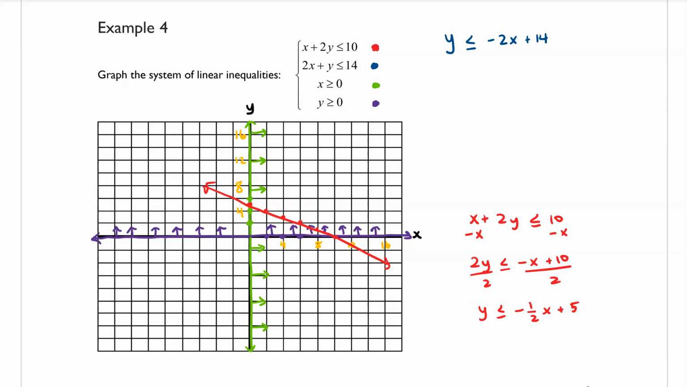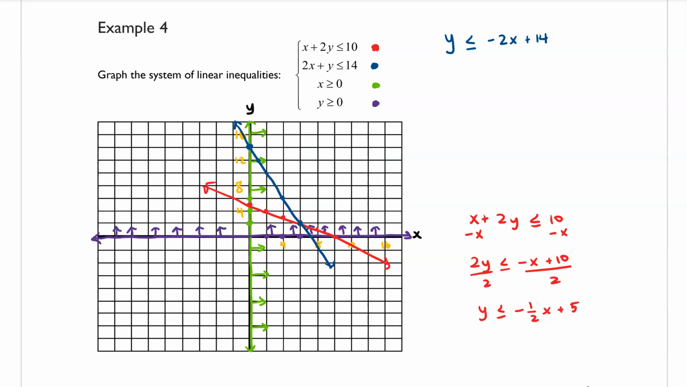Okay, so our y-intercept for this one is 0, 14, so that would be right here. And our slope is -2. So we would go down 2 over 1, down 2 over 1, down 2 over 1, down 2 over 1. So our graph would look something. Ooh, my apologies, that's not right. It would look something like that.